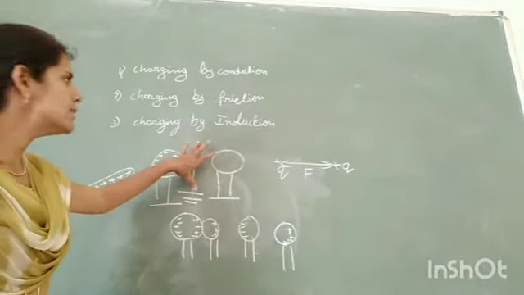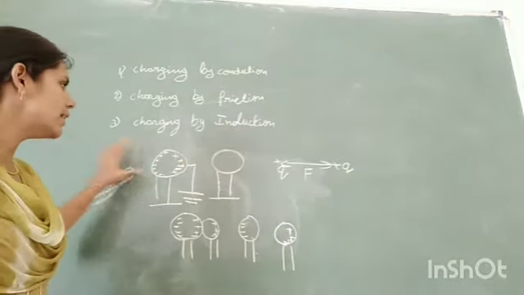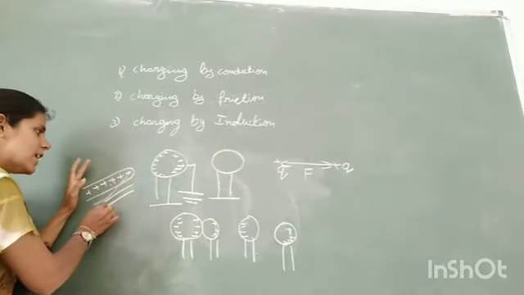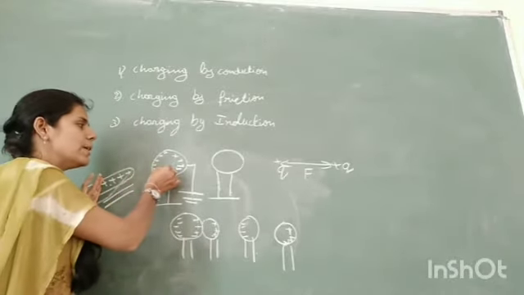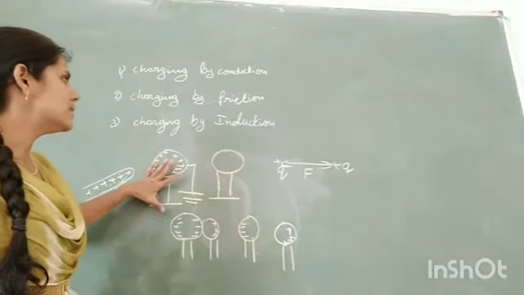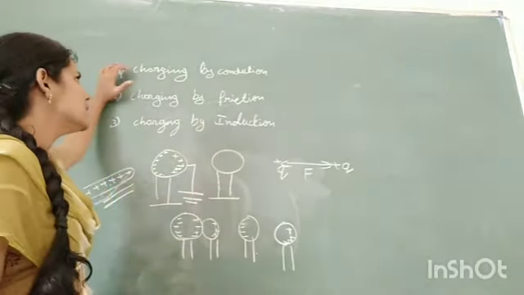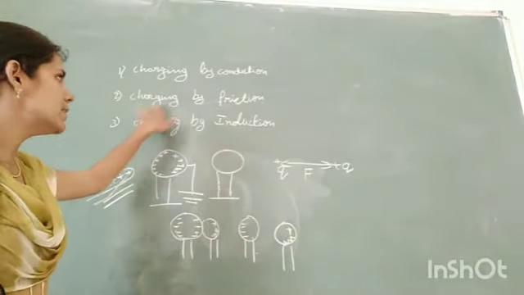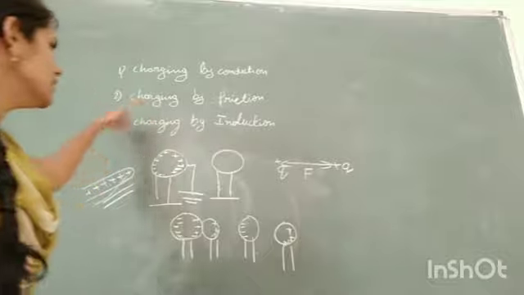This method or process is called charging by induction. Induction is nothing but without contact, without friction, we are charging a body. Here we can see that this is a charged body. It is not in contact with the uncharged body, it does not even touch, nor are we rubbing. Even though, it produces positive charges and negative charges on it. So this process is called charging by induction. Clear? So we can charge a body by three methods or three processes. One is charging by conduction, another is charging by friction, and another is charging by induction. These are the three methods.